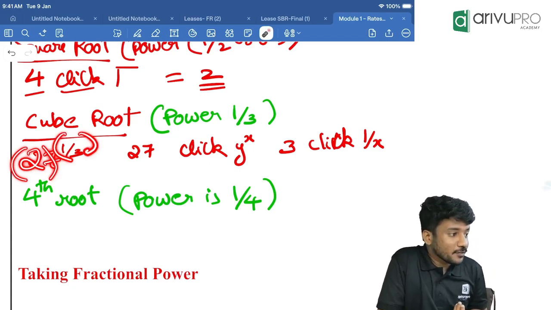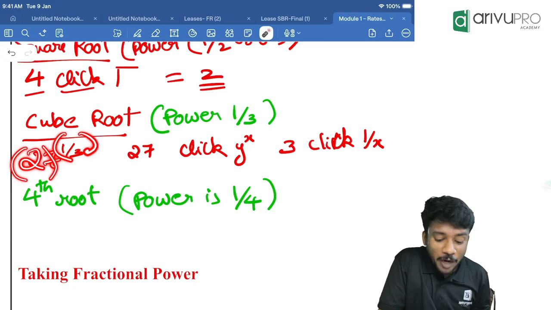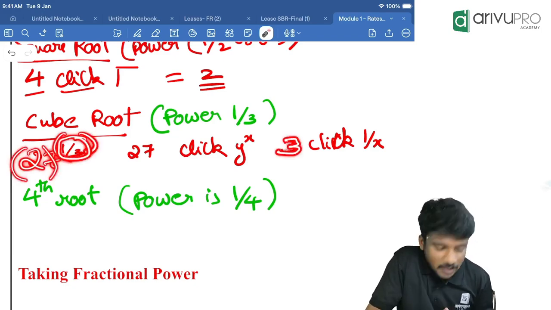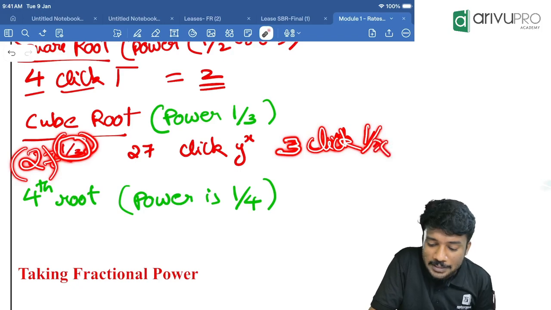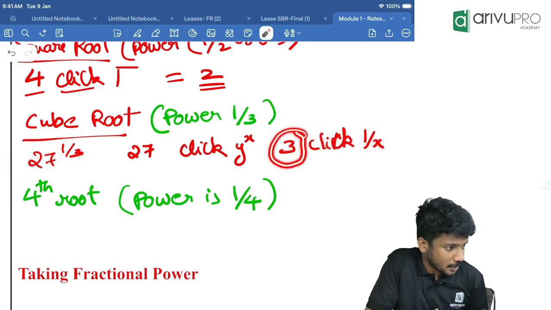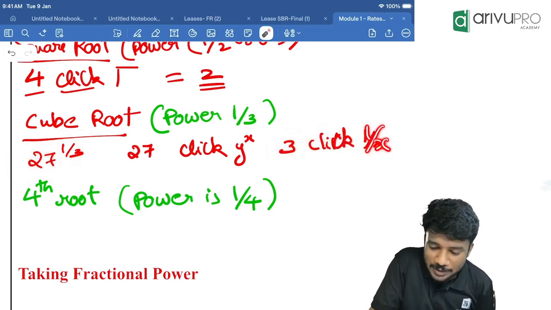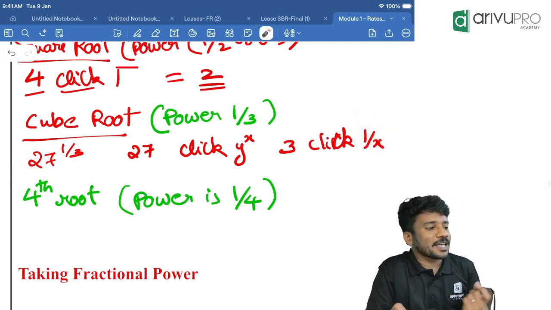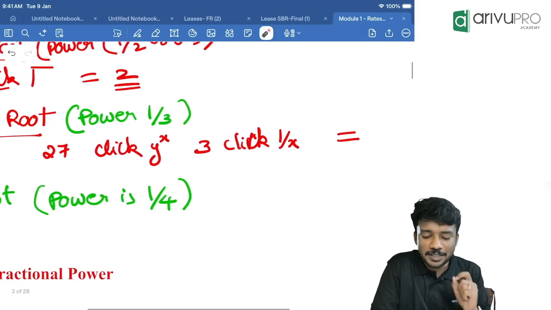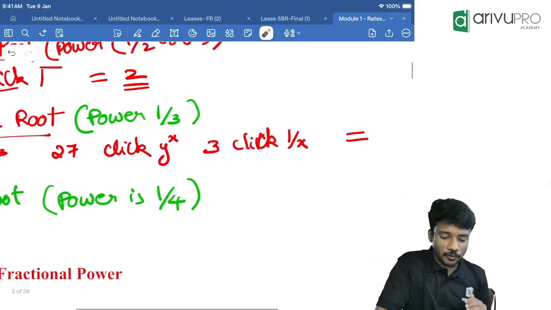But the power value we don't know. We need to find the power value. How much is the power value? It is 1 by 3. How to find 1 by 3? Type 3 on your calculator, then click 1 by x. So the x value is 3 now. When you click 1 by x, you get the 1 by 3 value on your calculator, that is 0.33333. That means you found the power value also.